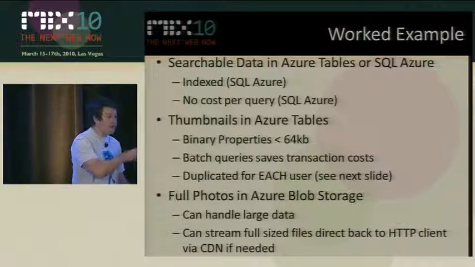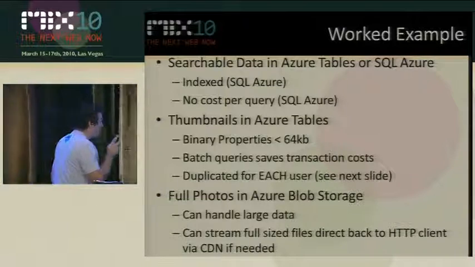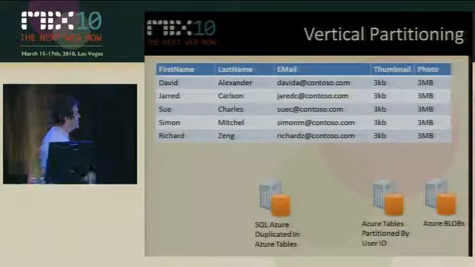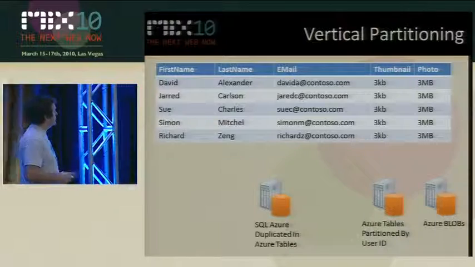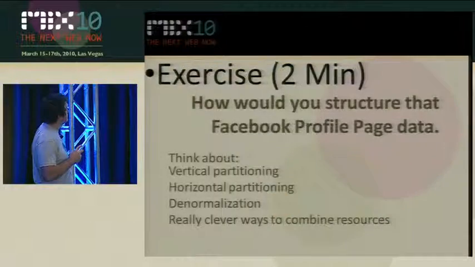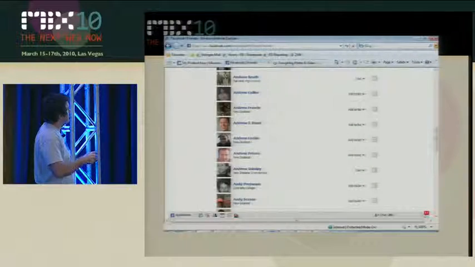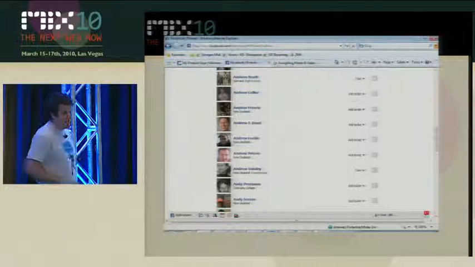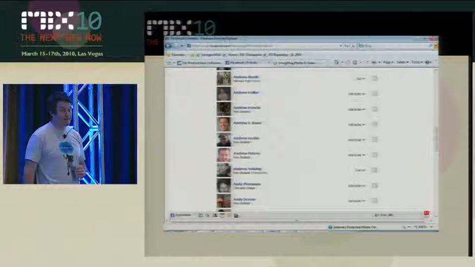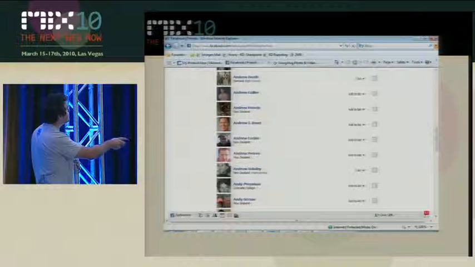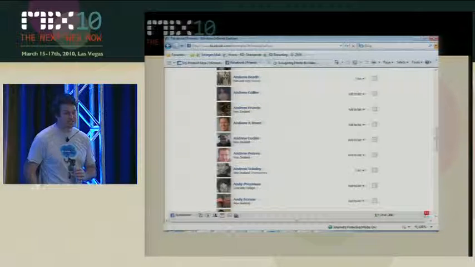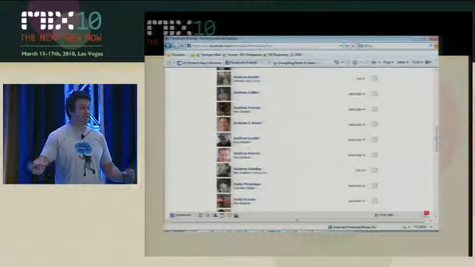We're going to duplicate that data for each user. And what I mean by that is we are going to duplicate each of these users into every single one of their friends. So if Mr. Andrew Brust has 1,000 friends, Andrew Brust is going to be duplicated 1,000 times.